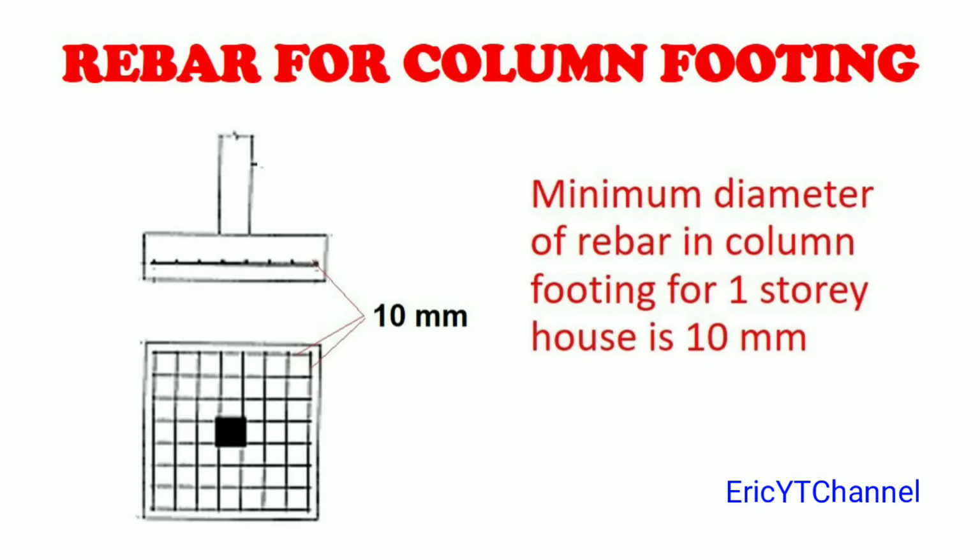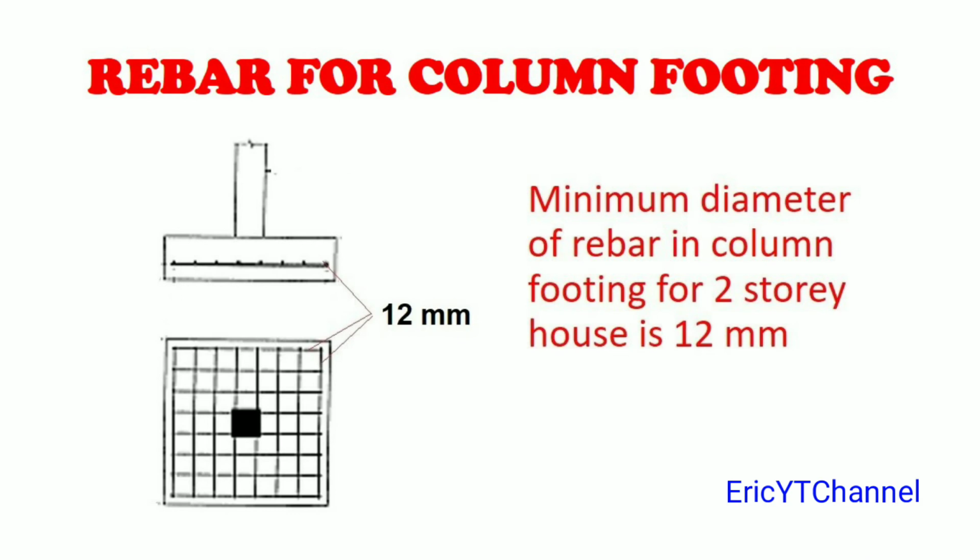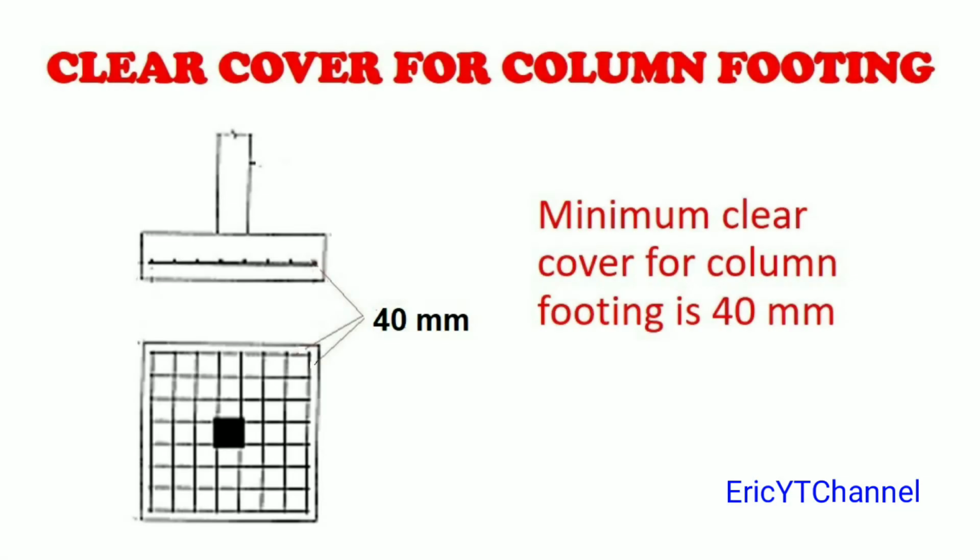Rebar for column footing. Specification is minimum diameter of rebar in column footing for one-story house is 10 mm. Rebar for column footing. Specification is minimum diameter of rebar in column footing for two-story house is 12 mm. Clear cover for column footing. Specification is minimum clear cover for column footing is 40 mm.